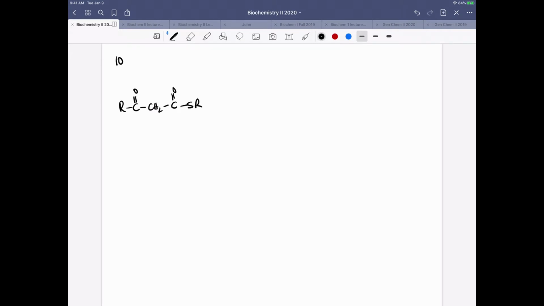So again, part of some of these mechanisms is just making sure that we're comfortable with some of the functional group nomenclature so that we could draw the correct species. So again, this is at the beta-keto, or at the beta position, there's a keto group. So here's our thioester. At the beta position, we've got a ketone. So that's a beta-keto thioester.